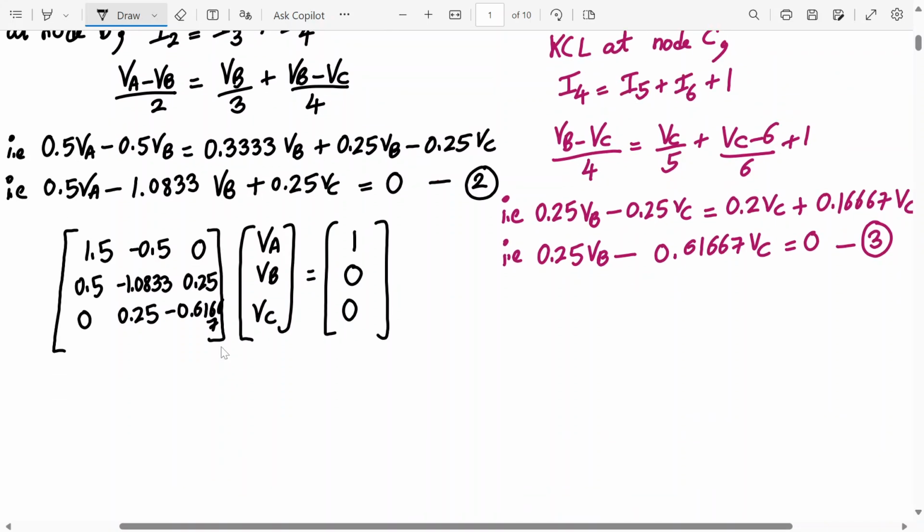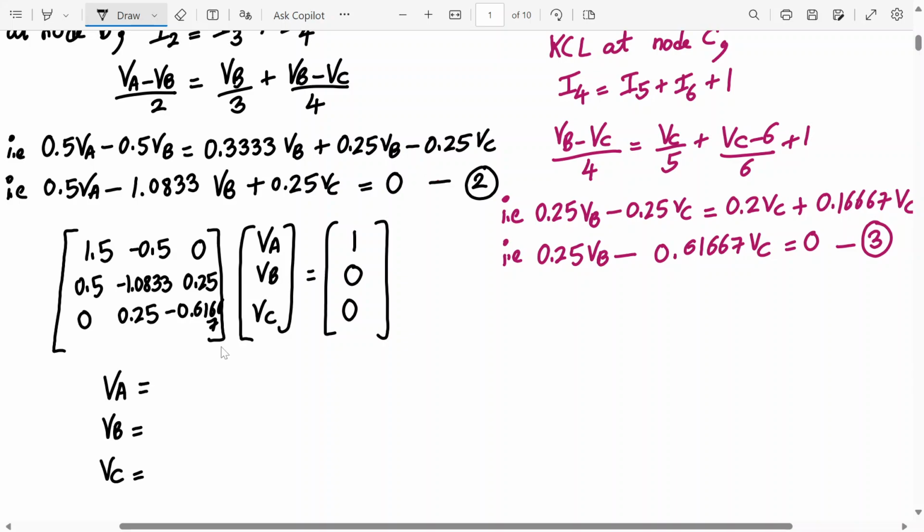Now we have to solve this simultaneously in your calculator. So plug in these values in your calculator and let me know the values of VA, VB and VC. Take a few seconds, solve this and let me know the answer. How much is VA, VB, VC?